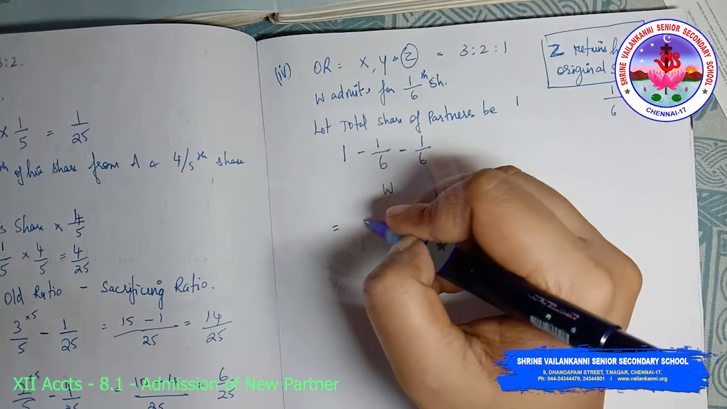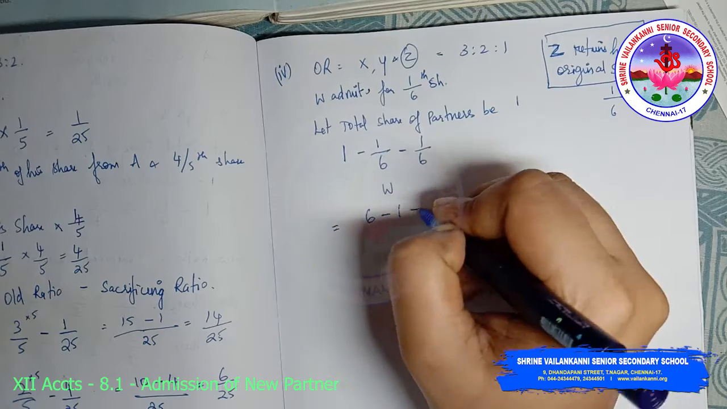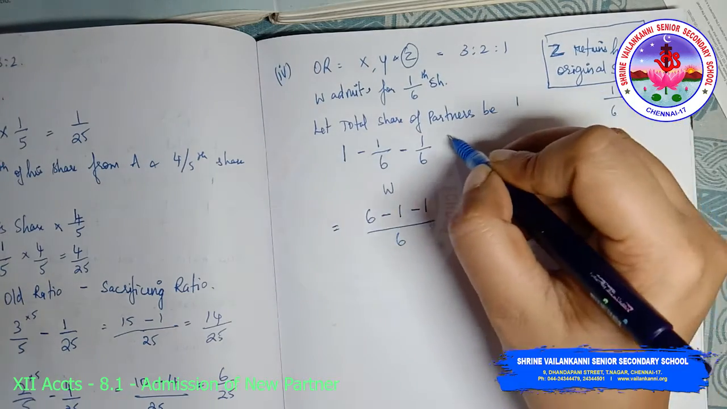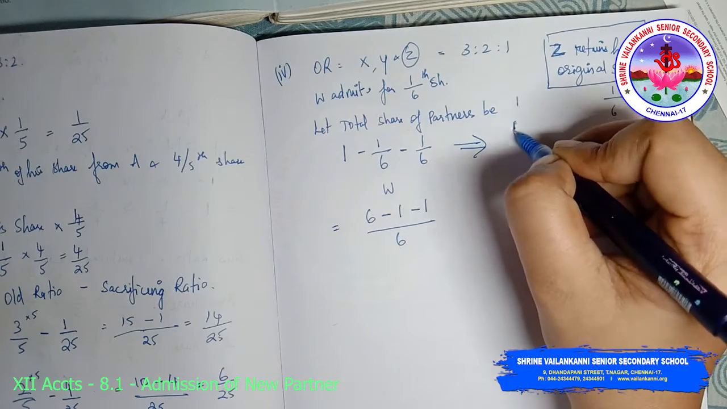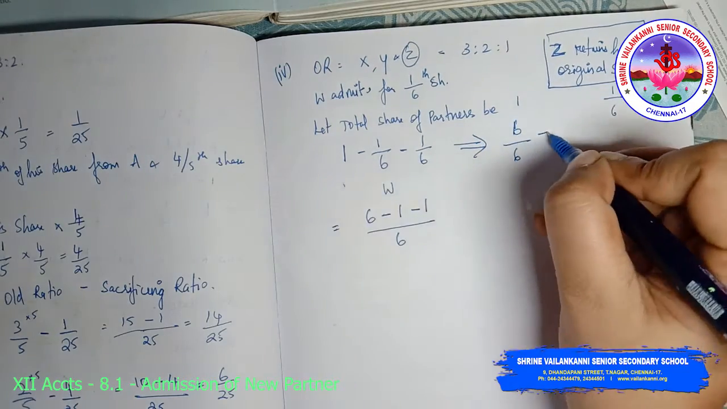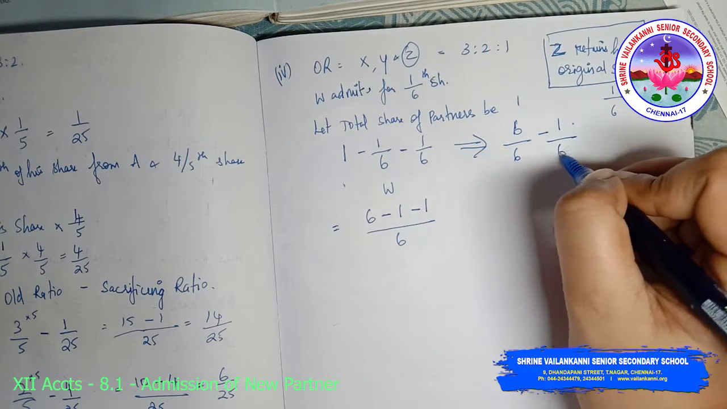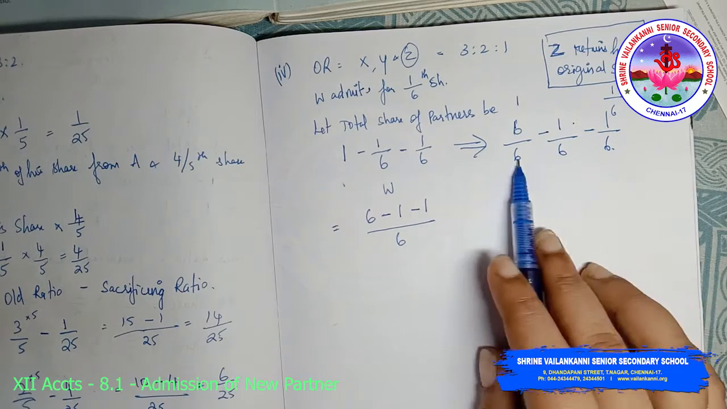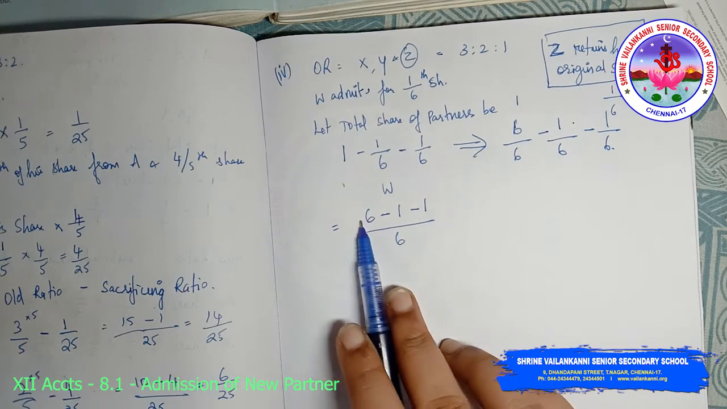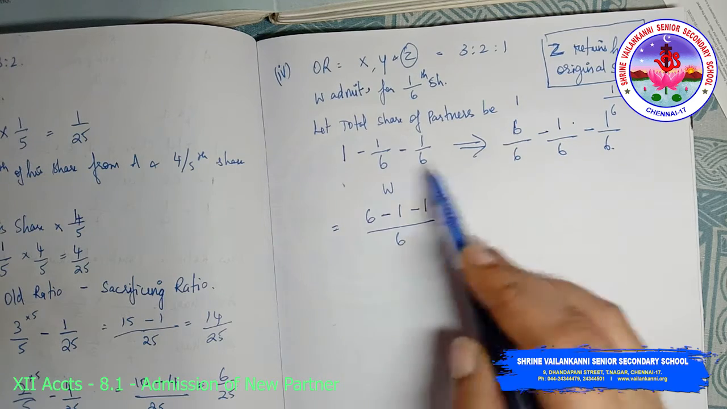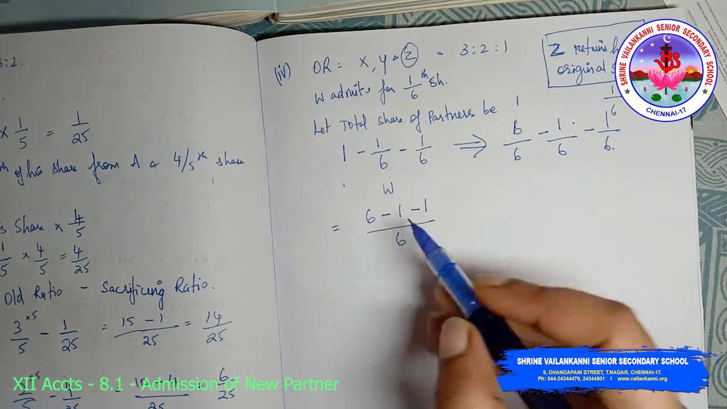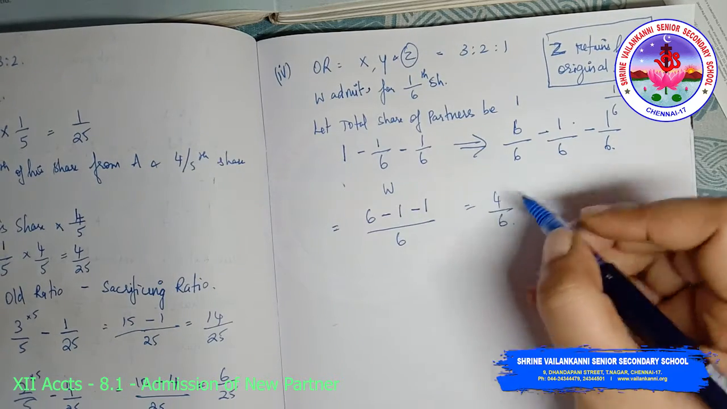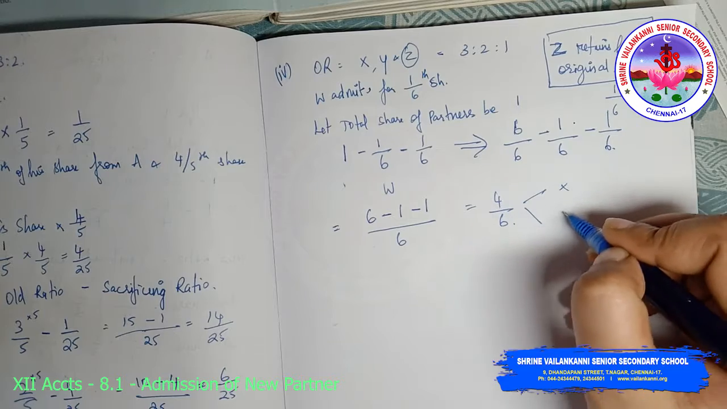So it happens to be 6 minus 1 minus 1 divided by 6. I'll just interpret this so that you can understand. 6/6 is otherwise called 1, minus 1/6 minus 1/6. I'm just commonizing the denominator. It happens to be 6. So 6 minus 1 minus 1. Okay. So this is how you derive this. So 6 minus 2 will be 4/6. So this 4/6 has to be segregated between X and Y.